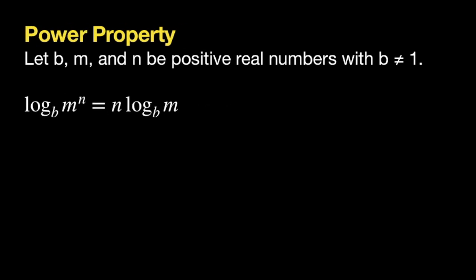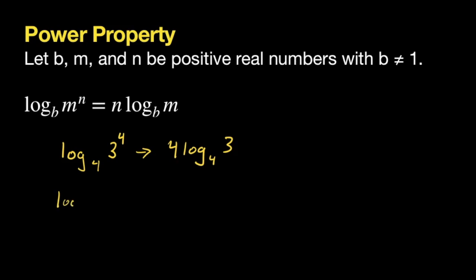The power property tells you that anytime you have a number as your exponent, you're going to put it in the front of the logarithm. If you had something like log 4 of 3 to the 4th power, you can rewrite that as 4 log 4 of 3.